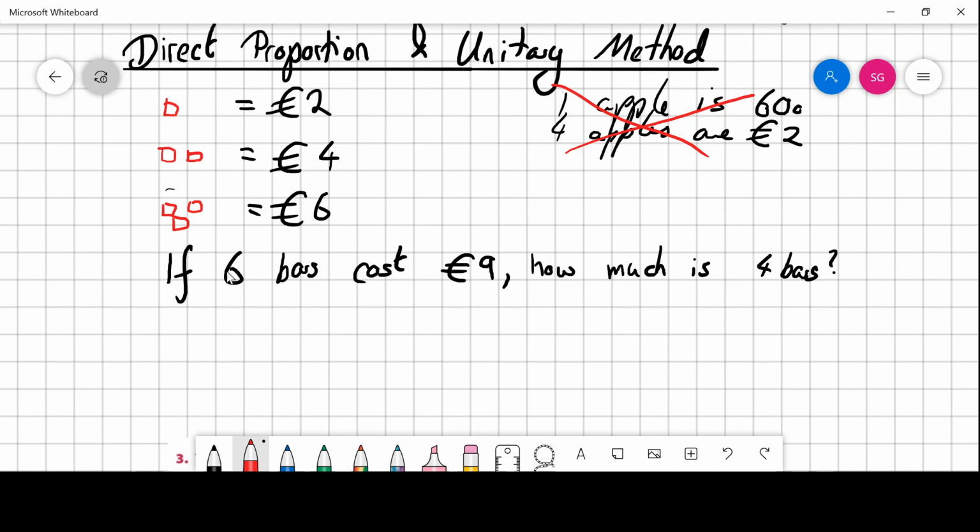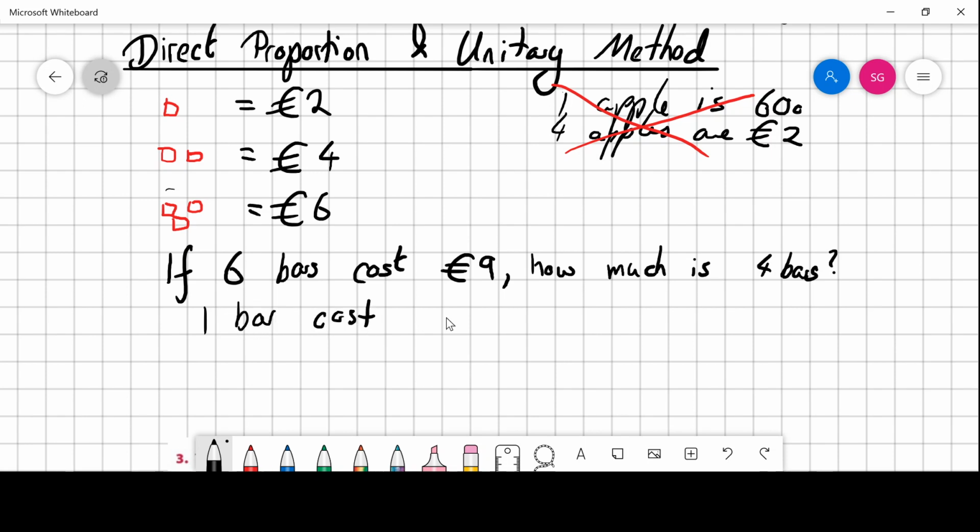So assuming that chocolate bars are in direct proportion here, if 6 chocolate bars cost €9, how much would 4 chocolate bars cost? Well, we've done a similar question already. We've gone 6 bars cost €9, so what's the cost of 1 bar? So this is assuming that this is in direct proportion. What's the cost of 1 bar?